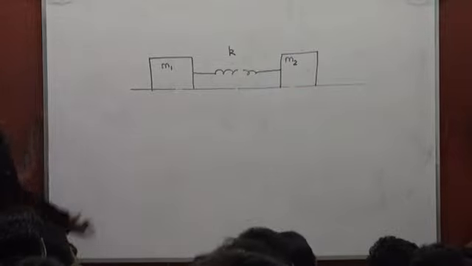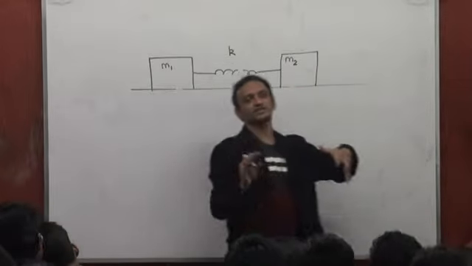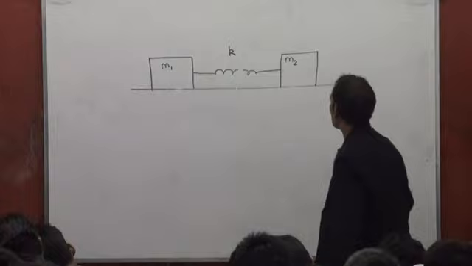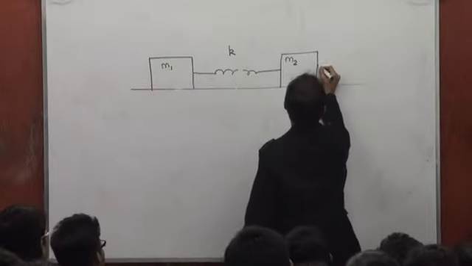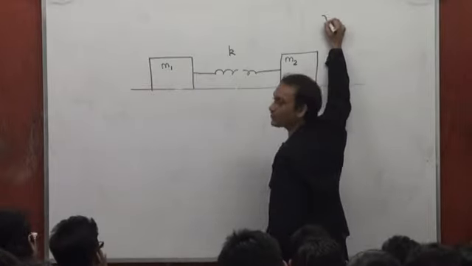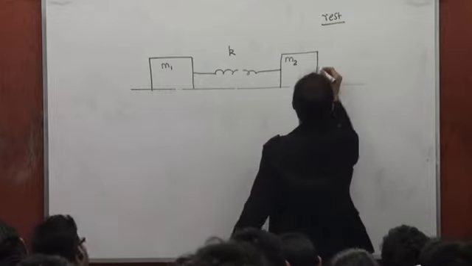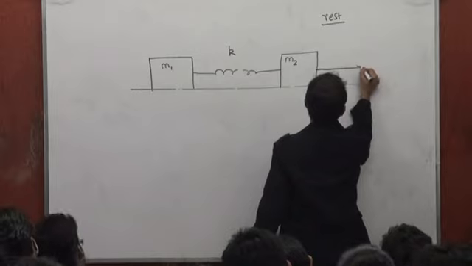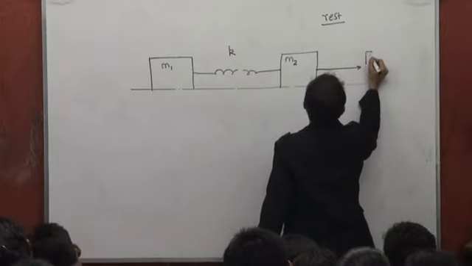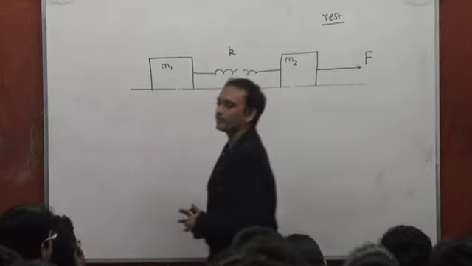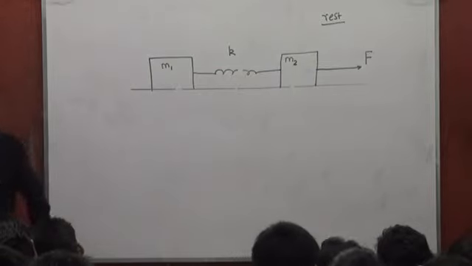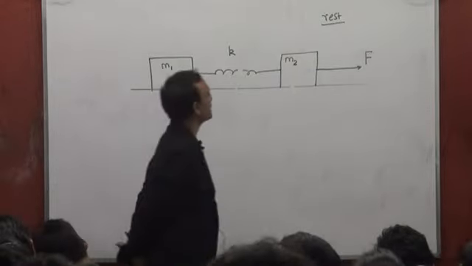This is the natural length of the spring in its relaxed state, and the two masses are initially at rest. A constant force F acts on one of the masses, say M2.